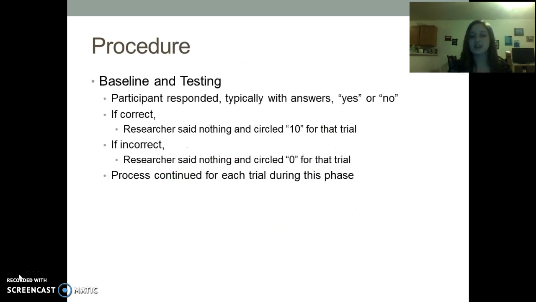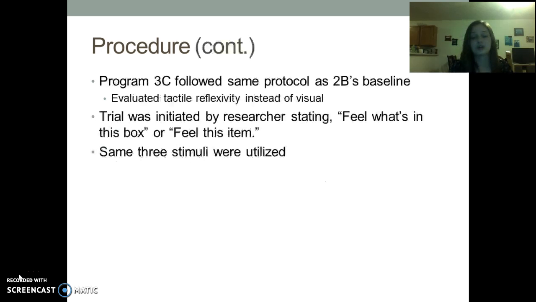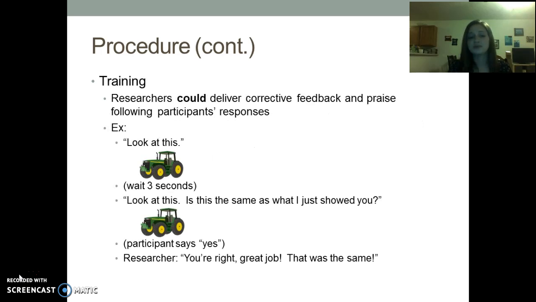If they were correct during baseline, the researcher just circled 10 and said nothing. If they were incorrect, the researcher again said nothing and circled 0. So this process continued during baseline. For program 3C, it was really similar to 2B's baseline. The only difference is that they were touching objects as opposed to looking at them. So the trial was initiated by the researcher stating, "Feel what's in this box," or "Feel this item." And all 3 stimuli were still utilized for this program.